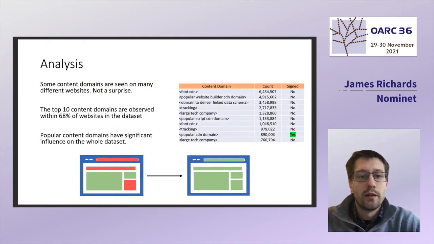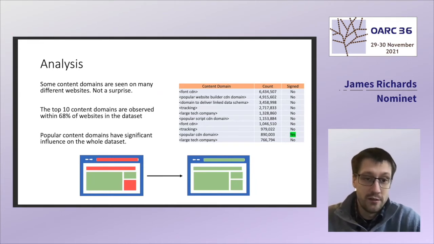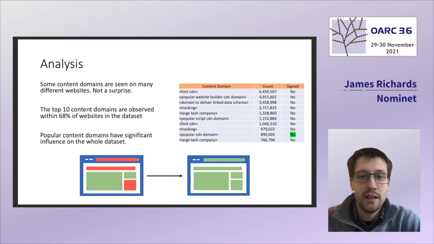So on the topic of common domains, it's not a surprise that we see the same domain used across multiple websites. It makes a lot of sense that developers would do that. They use common supply chains and common CDNs, which allows them to scale their websites quickly. Within the data set, the top 10 common domains are seen within 68% of websites. So that's quite a high number. It's much higher than I actually expected. And of those top 10 domains, only one of them is actually signed. So these are mostly popular.